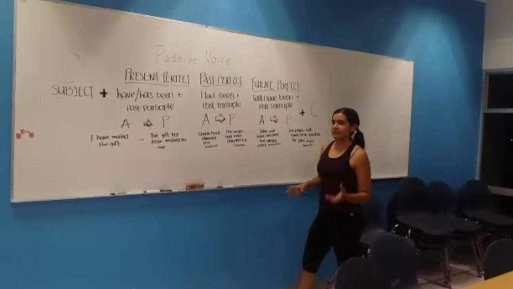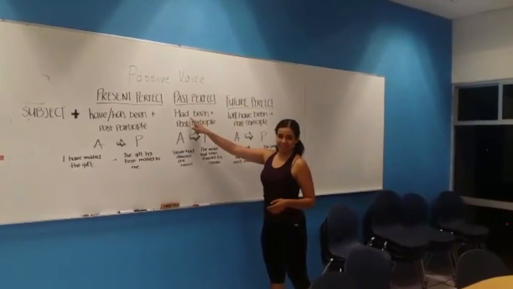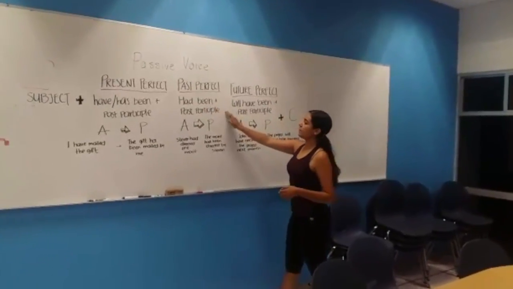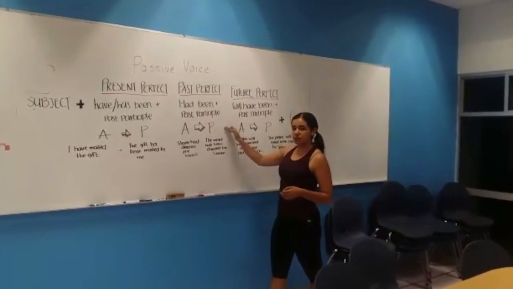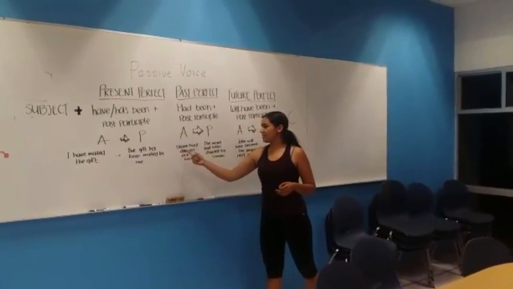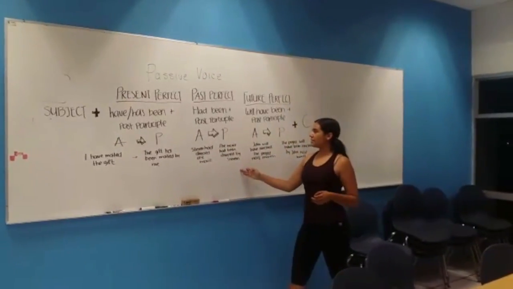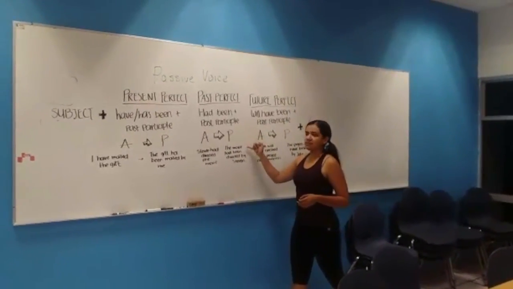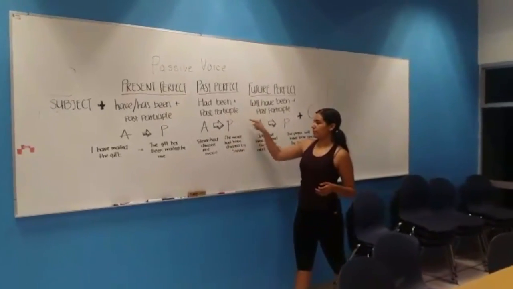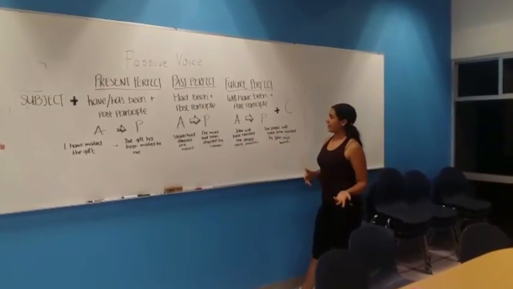And now I'm going to present the past perfect. It is a similar situation. First, the subject plus had been. Had is in the past, been is the auxiliary, plus the verb in past participle too. For example, from active: Steven had directed the movie. To passive: The movie had been directed by Steven.